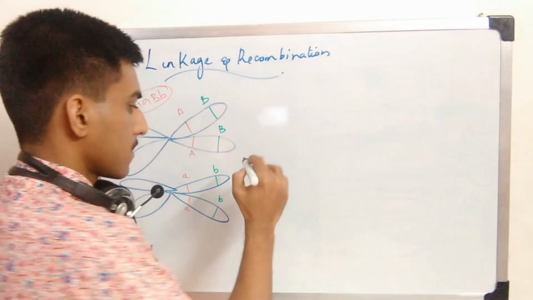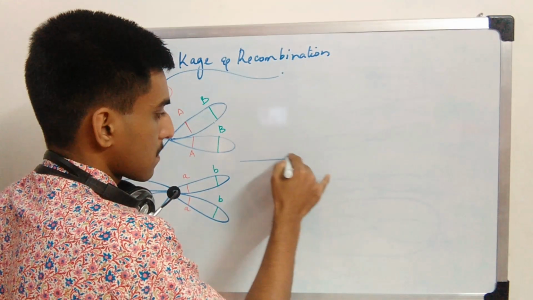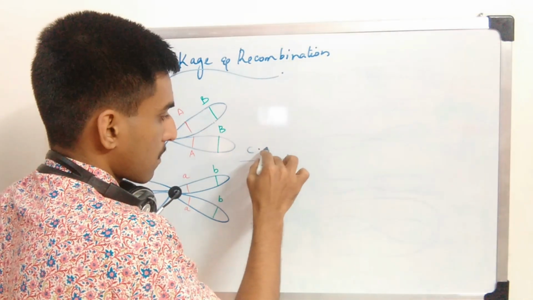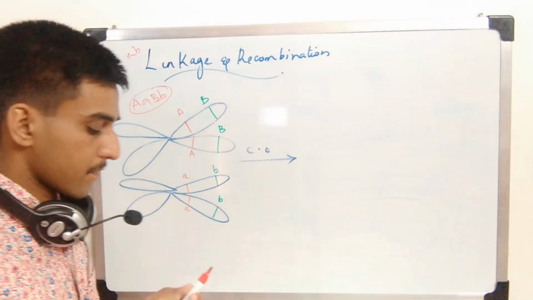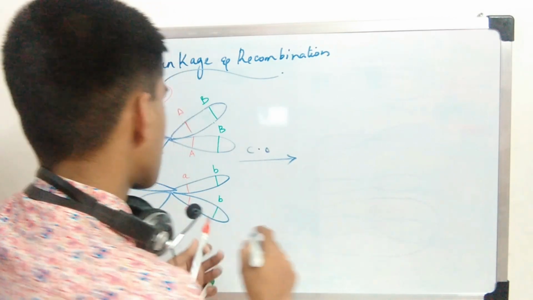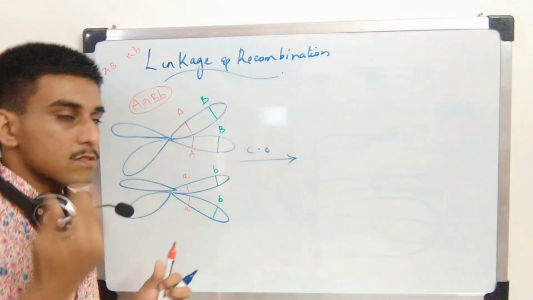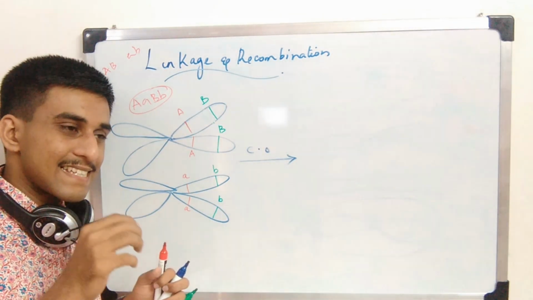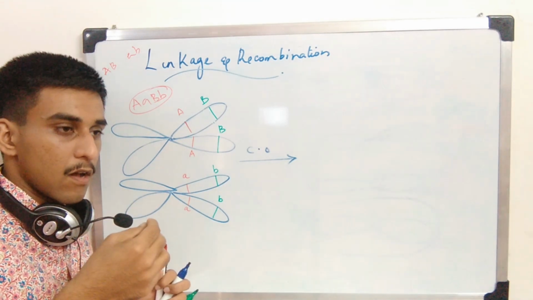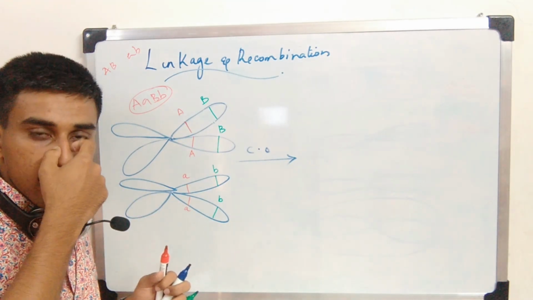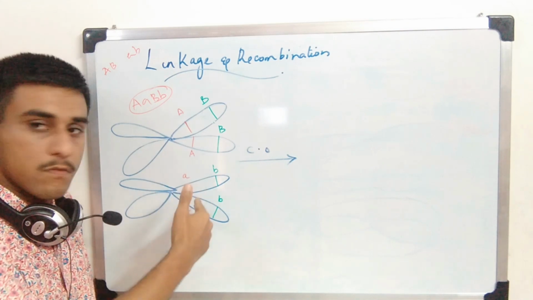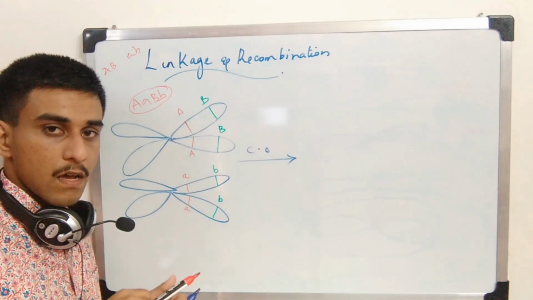So if crossing over occurs, crossing over, okay, CO. What happens in a crossing over? What is crossing over? Crossing over is the exchange of the genetic material of the non-sister chromatids of a homologous chromosome. These are homologous chromosomes, and these two are the non-sister chromatids.